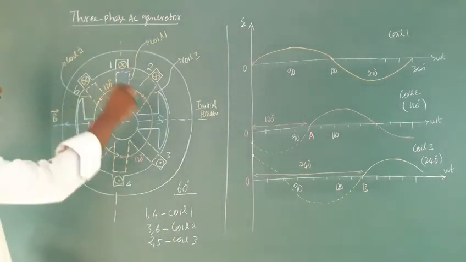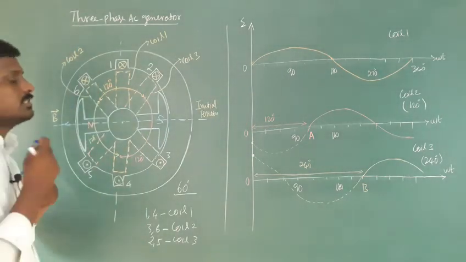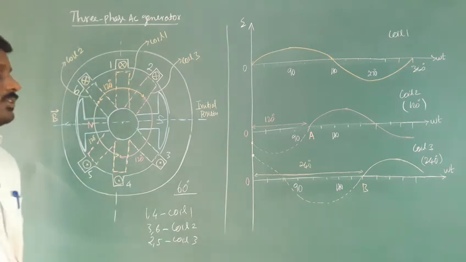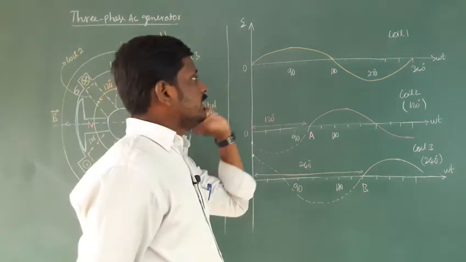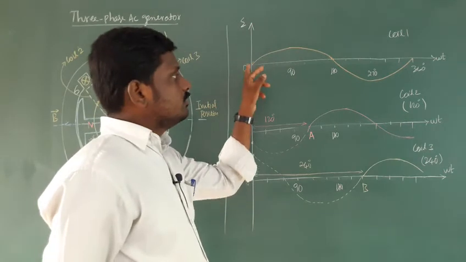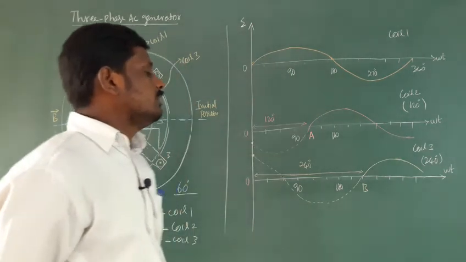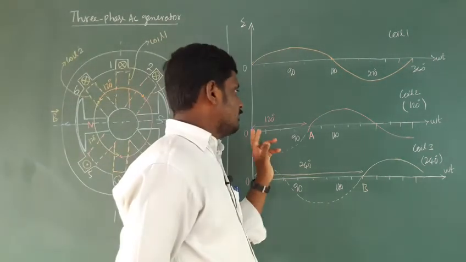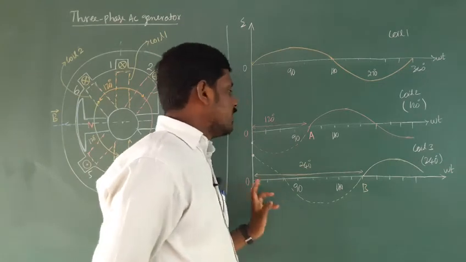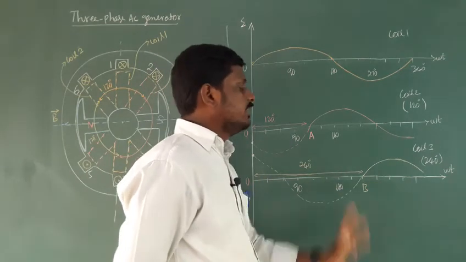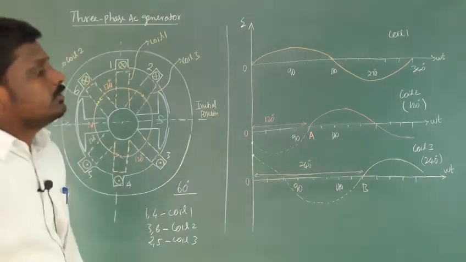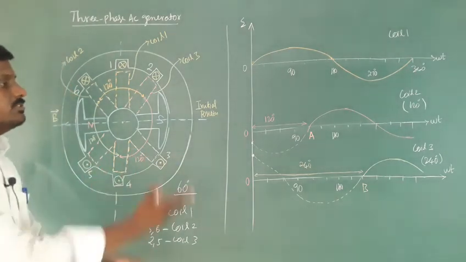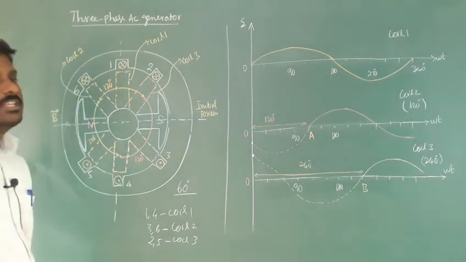So this is a three-phase generator. It produces three different induced EMFs. Coil 1 produces EMF from 0, from the initial position itself. Then coil 2 produces at a 120 degree difference, and coil 3 produces at a 240 degree difference. So coils 1, 2 and 3 produce three different induced EMFs, giving the three-phase AC generator.